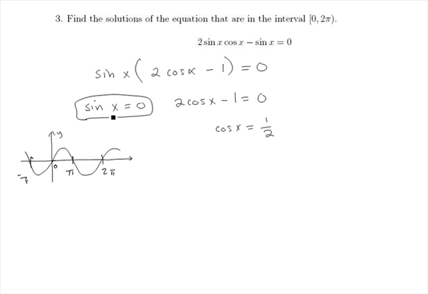However, we're only looking for the angles between 0 and 2 pi, so here x will just be 0 and pi. And we don't include 2 pi because this interval does not include 2 pi in its definition. We don't have a square bracket around the 2 pi.